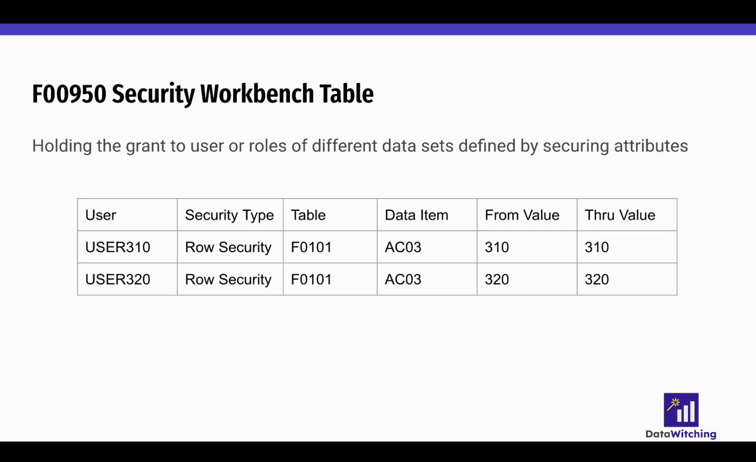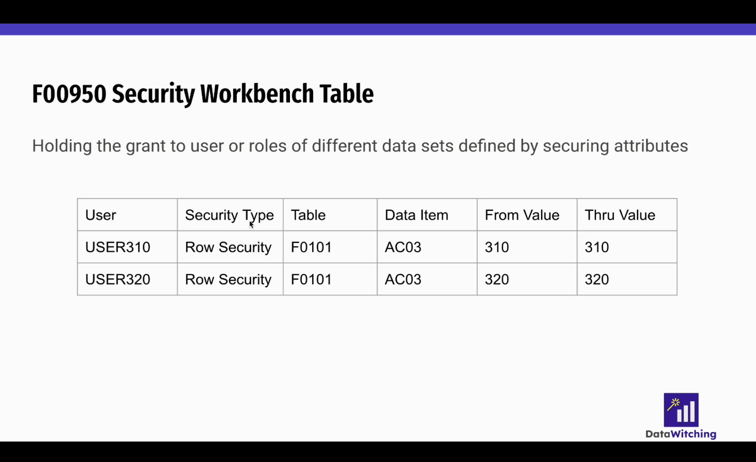We have several key columns here in the security workbench table F00950. The security workbench table holds grant information about the data set, about the grants to the user or role of the different data sets defined by the security attribute. Firstly, the column user indicates who the data is granted to, which may be a user or a role. Note that roles in GDE can comprise multiple users. For instance, we created user 310 and user 320 in our example.